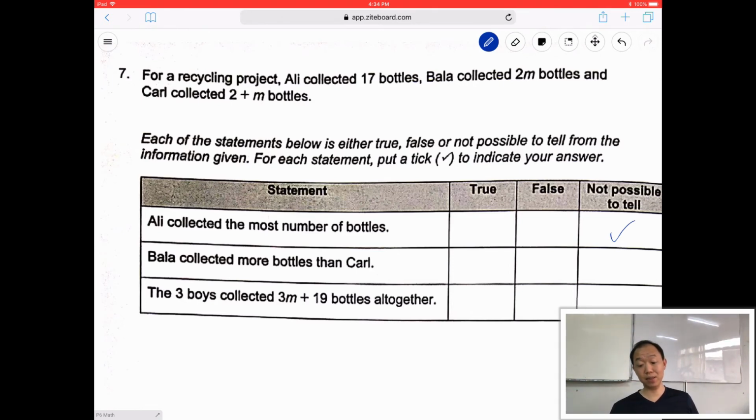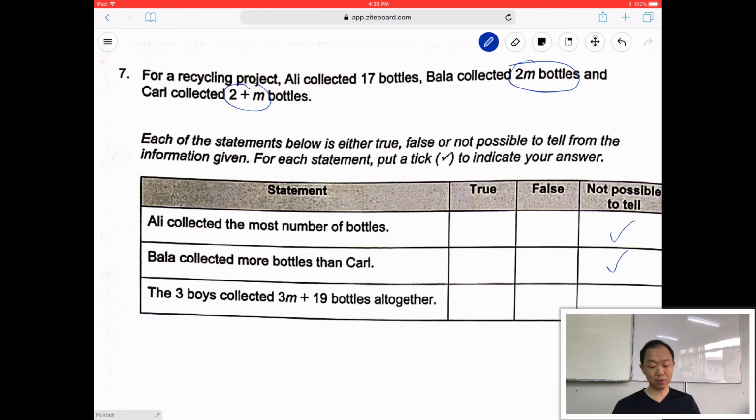Now, if M is 10, Bala would be the one who collects the most. Bala collected more than Carl. So, for example, if M is 10, Bala will be 20, and Carl is 2 plus M, which is 12. Okay? But what if M is 1? If M is 1, Bala would collect only 2, and Carl would collect 3. So is it true that Bala collected more? It's false. Or rather, not possible to tell. Not possible to tell. Okay, because we do not know what is the value of M.